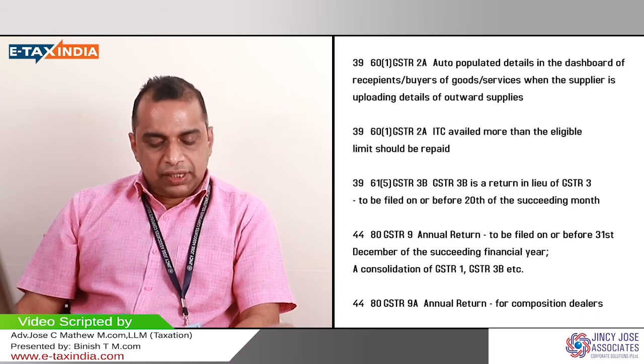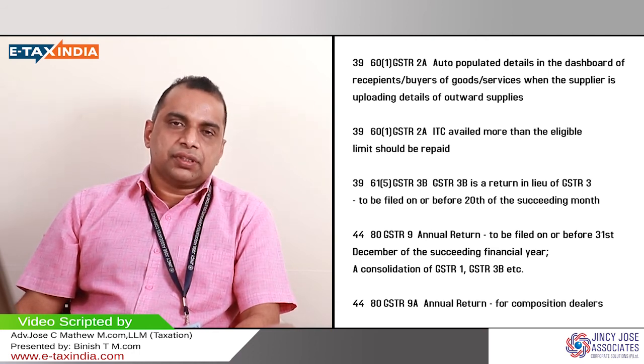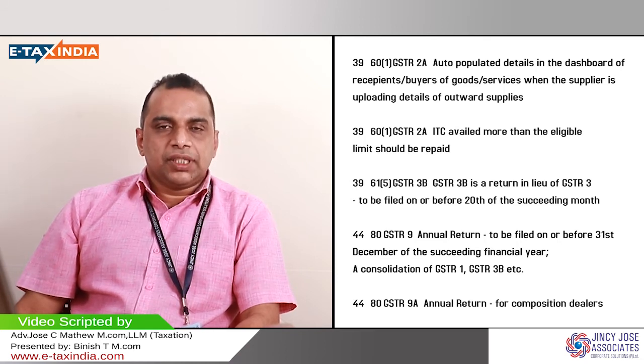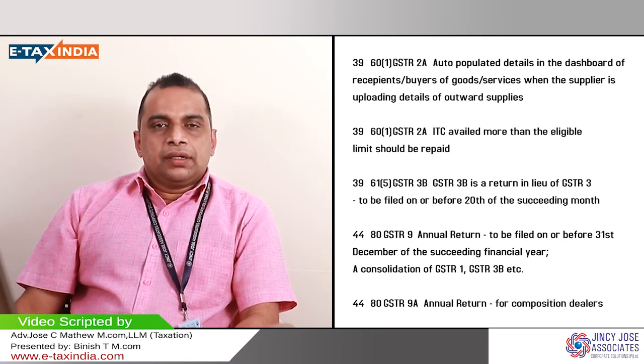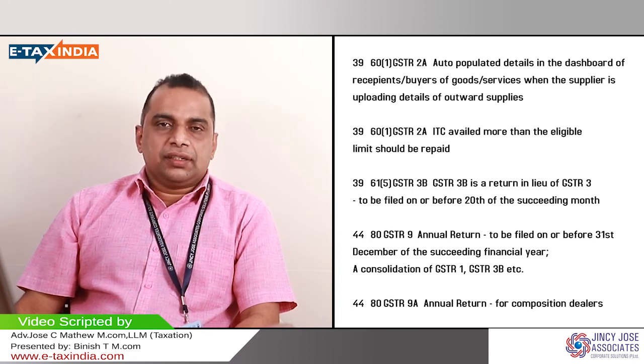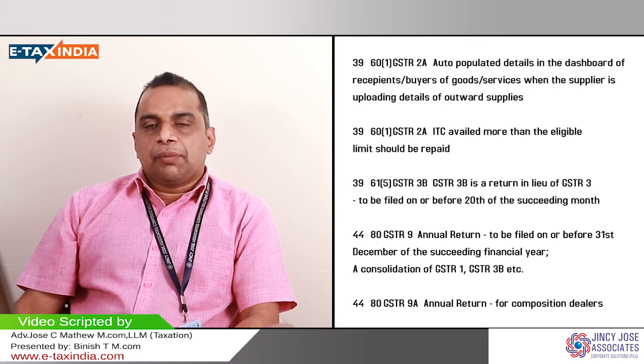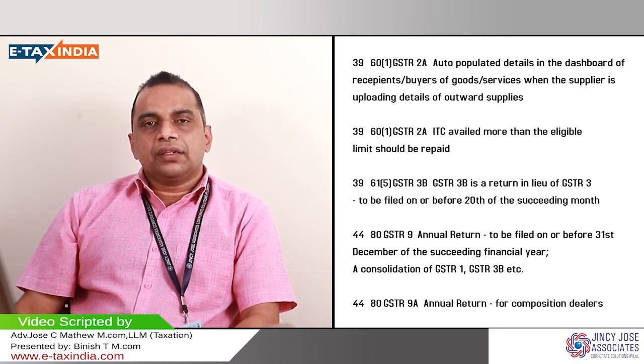Then comes GSTR 7. It is for tax deducted at source persons. Tax deducted at source compliant persons have to file a return in form GSTR 7. Next one is form GSTR 7A, the TDS certificate. When the TDS return is filed, the TDS certificate will be automatically generated in the dashboard of the supplier of services. That certificate is called the TDS certificate, and the form number is GSTR 7A.